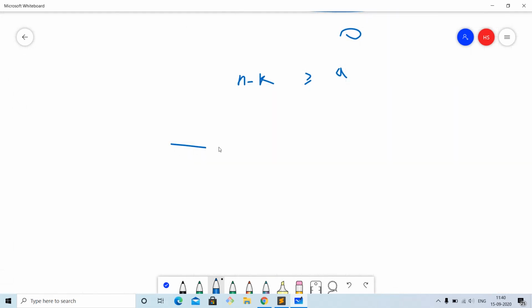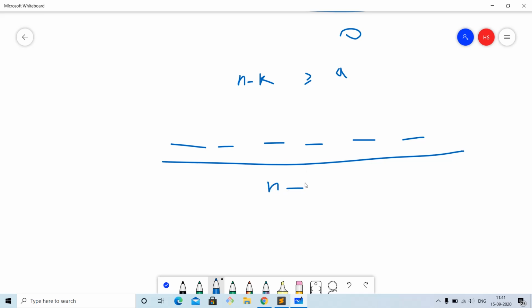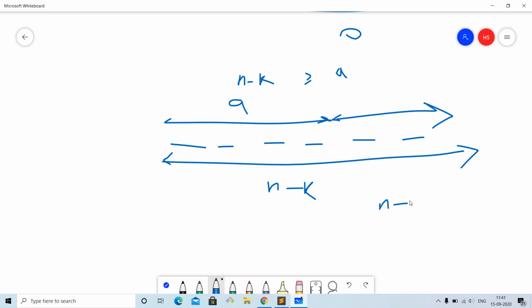So we have a total of n minus k positions of the strong monsters. Among these n minus k positions, the first a positions will not cause any damage to the shield. The remaining n minus k minus a positions will be equally probable to cause damage. So the probability of the strong monster causing damage will be n minus k minus a by n minus k.